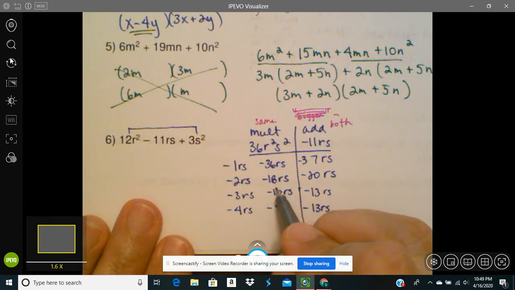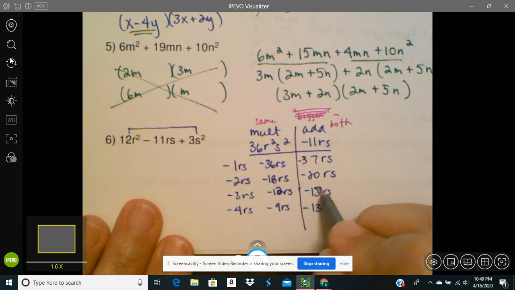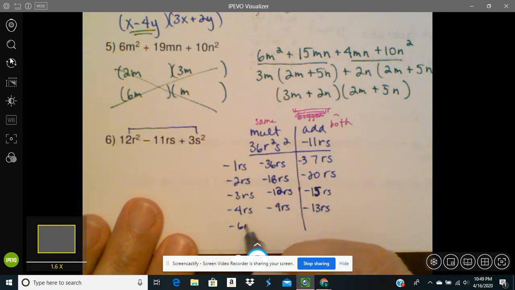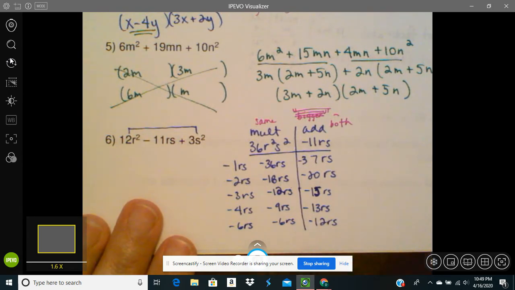Oh, my bad. This is 12. So this becomes 13. Oh my gosh. So the only other way to make 36 is to take negative 6 times negative 6. That adds to negative 12 rs.